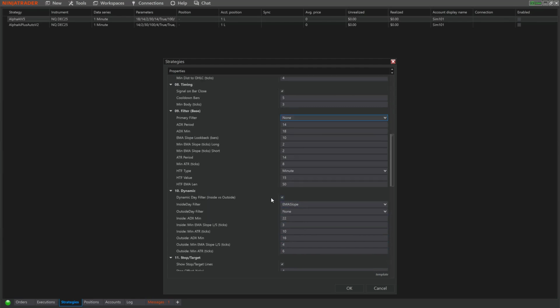And then we have the dynamic, which means it's going to be inside versus outside day. The inside day is whatever day you're trading, if the day is within the previous day's open and close, it will be an inside day, which most likely is a very choppy day. So you can actually set which filter to use if it's an inside day, or none. Same with outside. In this scenario, if it's an inside day, we're using EMA slope with 4.